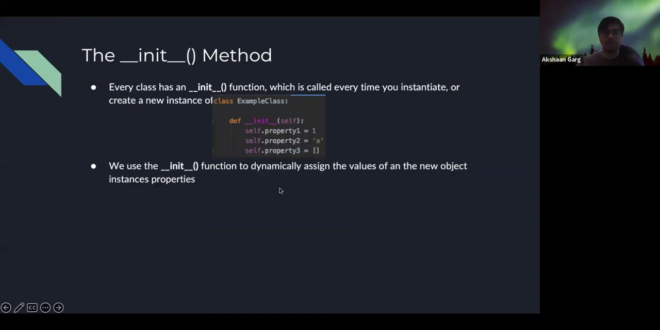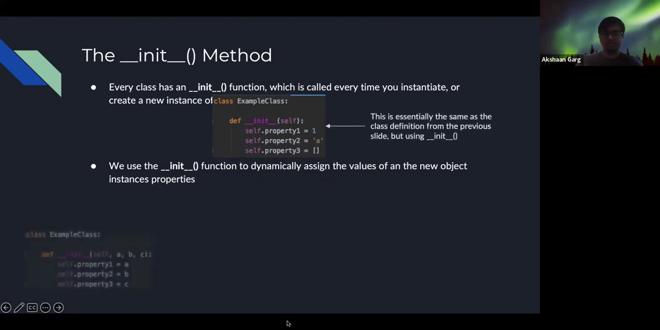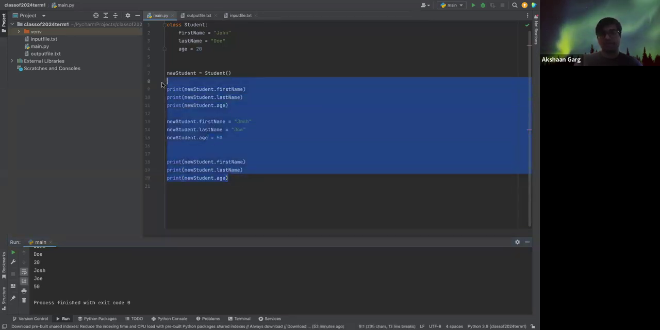So every class has an init function, right? So every time you instantiate a new instance of this class, this function is automatically called. And if you do not define this function, it simply consists of initializing all of your properties to their default values. We use the init function to dynamically assign values of a new object instance's properties. So let's have a look at the class we just made. So let's get rid of all of this.